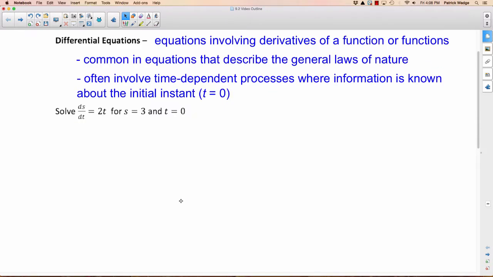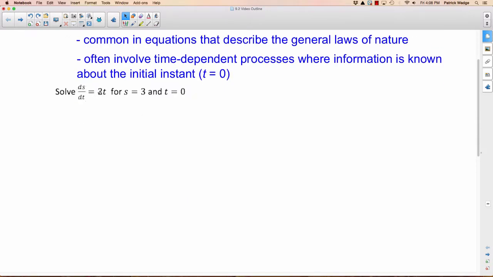Okay, so for example, we're going to solve ds/dt equals 2t. So when you took the derivative of s, remember that's kind of like saying that s prime equals 2t, and we know what s equals. s is equal to 3 when t is equal to 0. So the first thing we want to do is we want to know, what does the function s look like? So what we can say is ds equals the antiderivative of 2t dt.